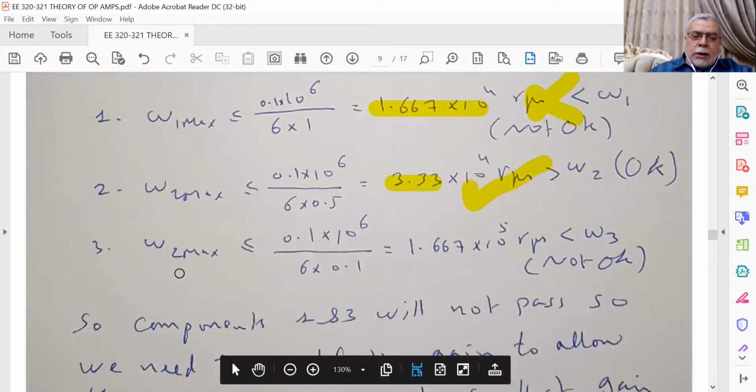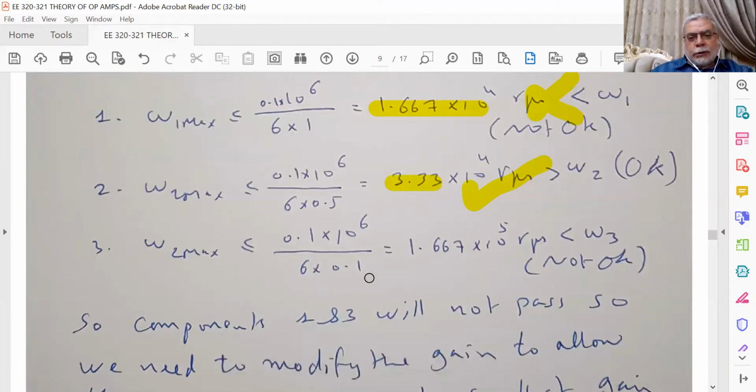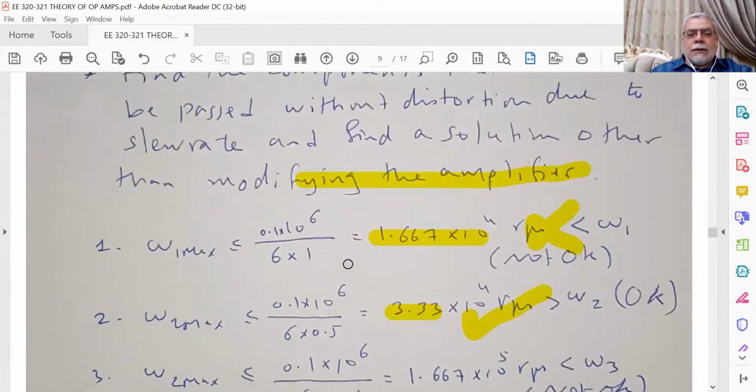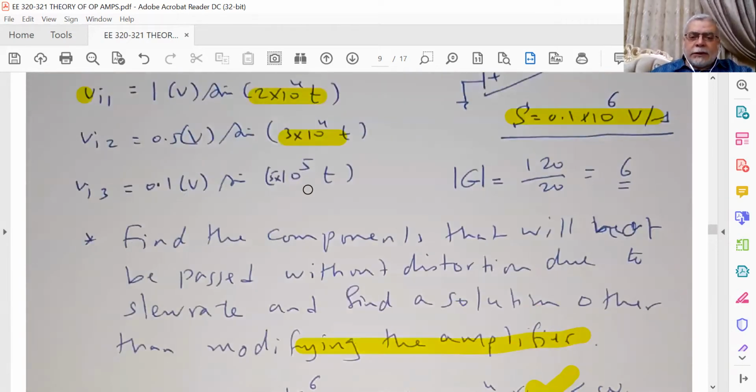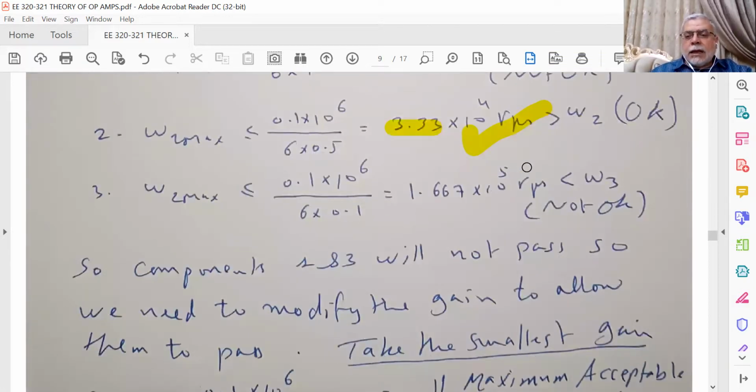The third: 0.1 10 to 6 divided by 6 multiplied by 0.1, which is the amplitude, is 1.667 10 to 6 radian per second. The frequency required is 5 10 to 5 radian per second, and this signal will not pass. This signal also will not pass. So we have two components that will not pass.